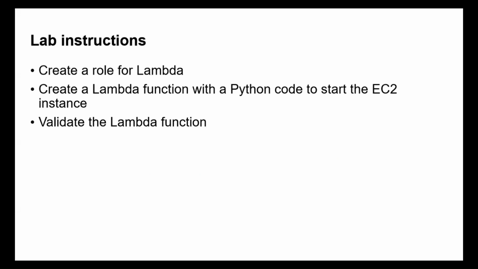As part of the lab, I'm going to create a role for Lambda. Because if a Lambda is performing a specific function, it needs to have the required permissions. For that, I'm going to create a role for Lambda. Then we will create a Lambda function with a very simple Python program that will start the EC2 instance. Then we will validate the Lambda function. So now let's go into the lab.